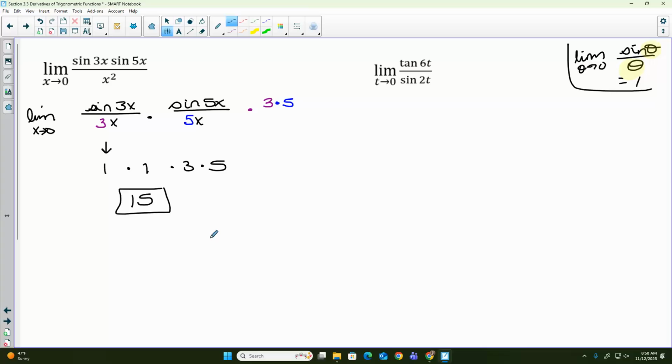Alright, so if I look at this one, can I just plug in my 0 to start with? I would get tangent of 0, which is 0, over sine of 0, which is 0. So 0 over 0, we can't evaluate. So what would we do?